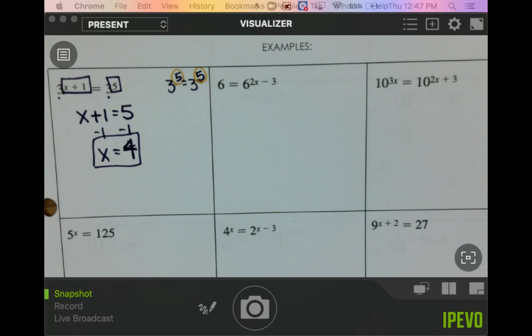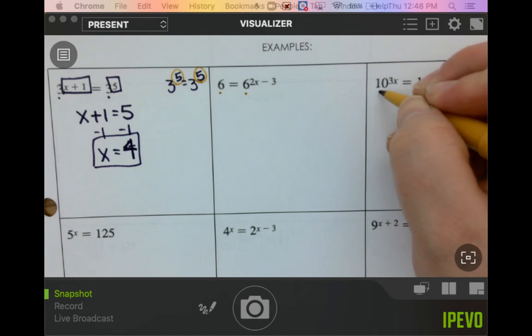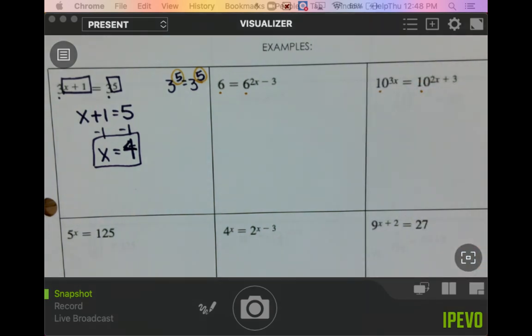Okay? And on this top row, you'll notice that they all have the same number. 6 and 6, 10 and 10. But then it starts changing on the second row. So it does get a little bit harder than this.